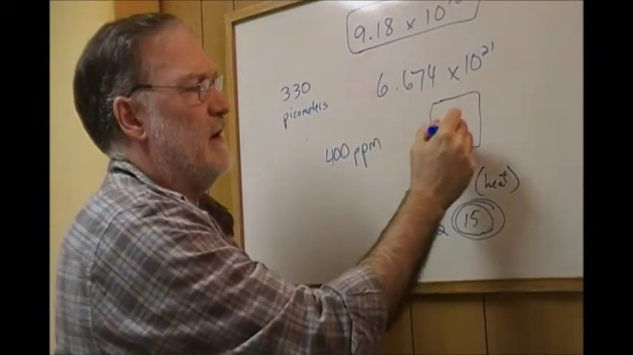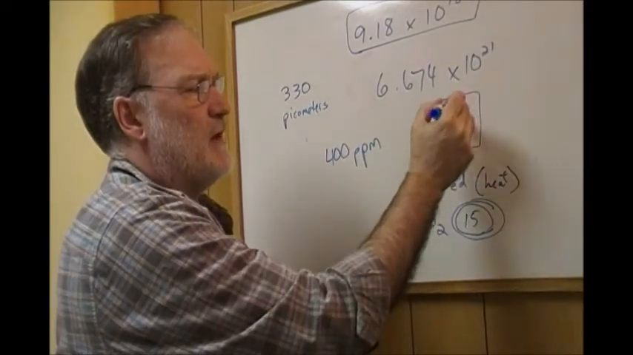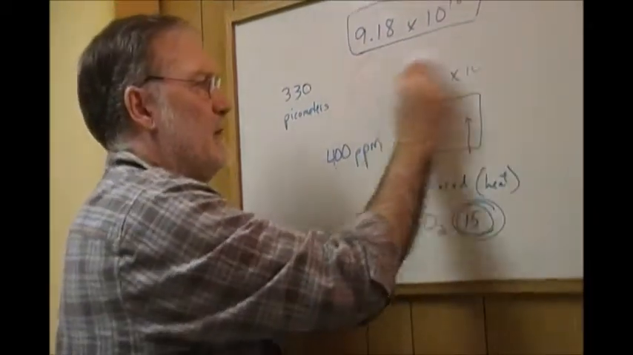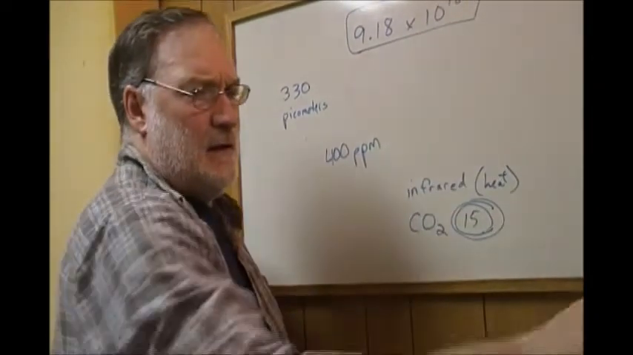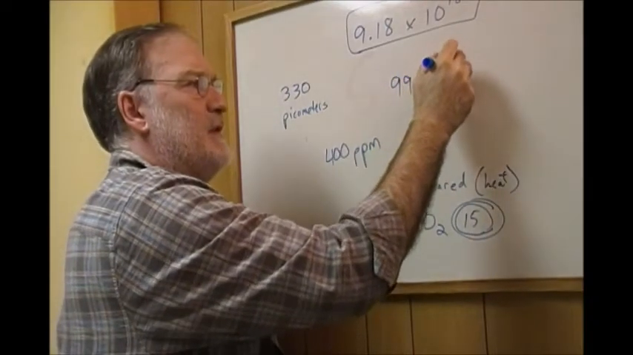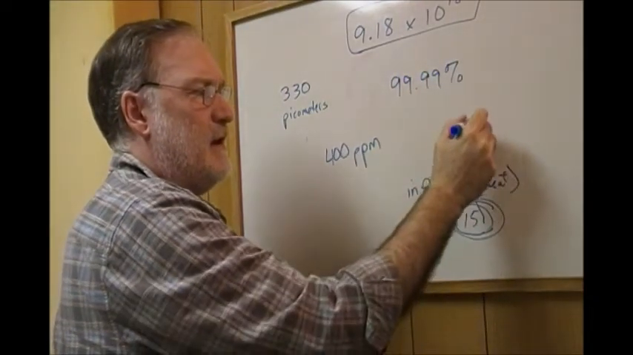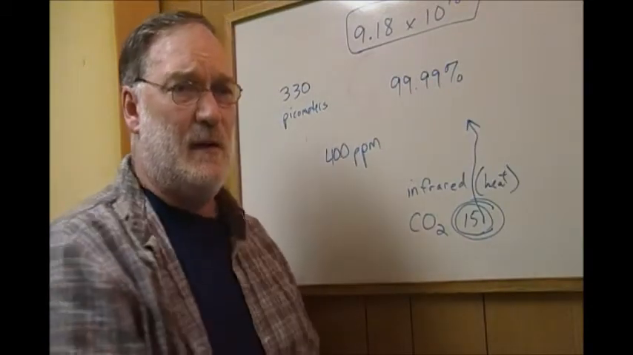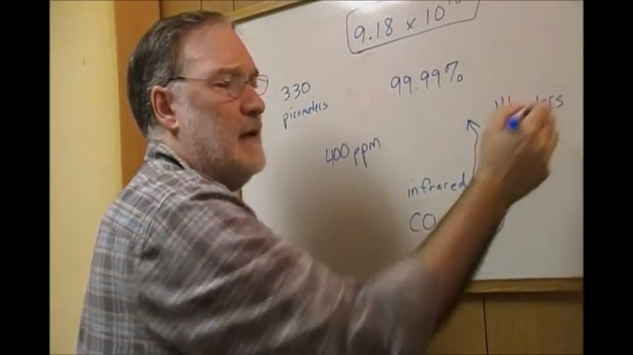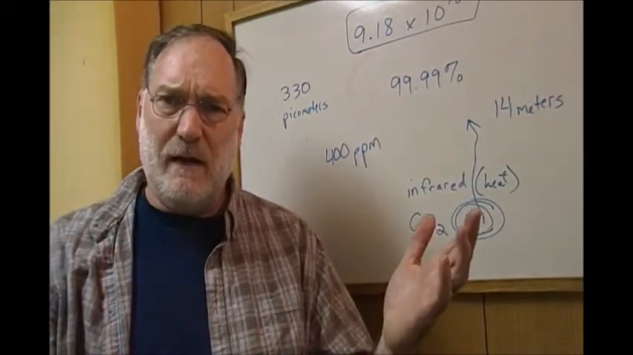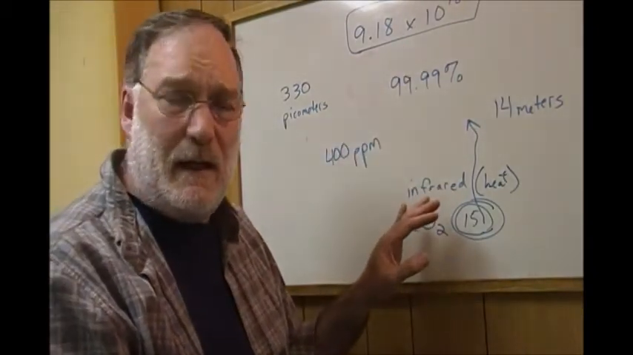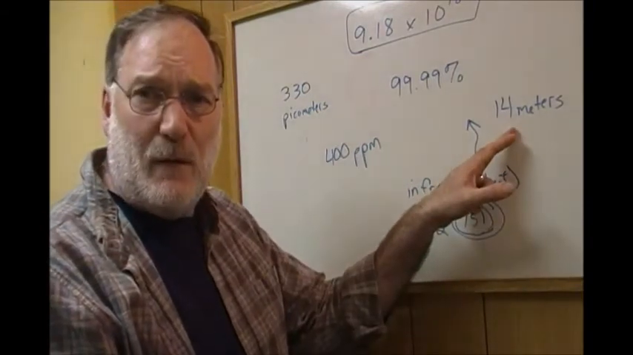But what are the chances, if the radiation's coming up from the ground, that it's going to strike one of these molecules? Well, it turns out that at 400 parts per million, 99.99% of that radiation that carbon dioxide can absorb is going to be absorbed in the first 14 meters of air coming off the ground. Okay? So at today's levels, this many molecules will absorb all of the available radiation within about 14 meters.